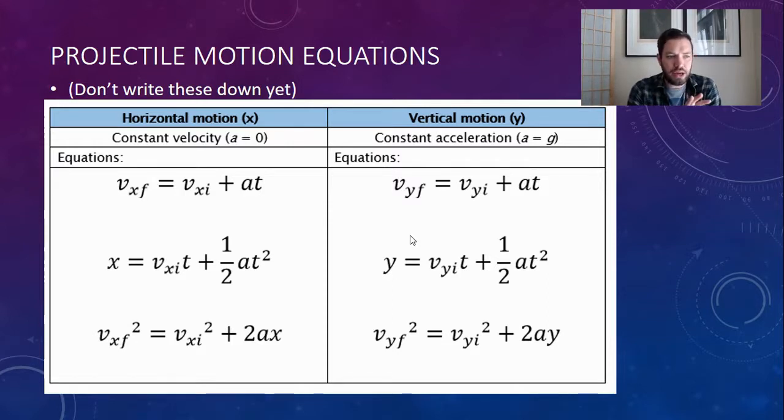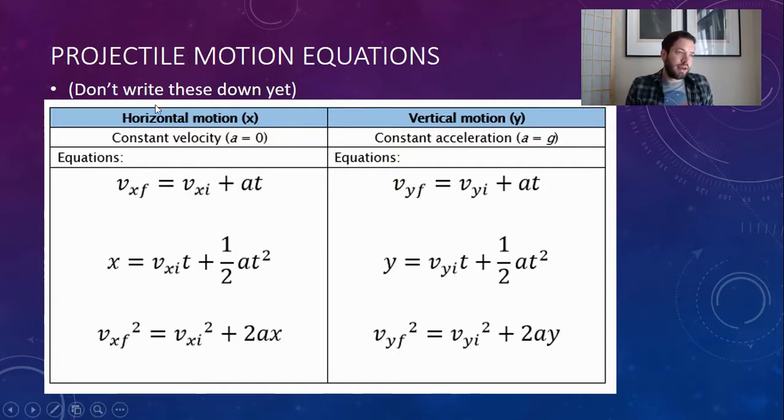Right here we have three of our four kinematics equations. The fourth one isn't going to be as useful in this unit. It's really just going to be these three. I've written them both down. The only difference between the ones on the left and the ones on the right is the subscript. These are all happening in the x direction, so I'm saying x equals and vxi. These are all happening in the y direction, so this is y and vyi and vyf. But other than that, they are exactly the same equations as the ones we've been using already.